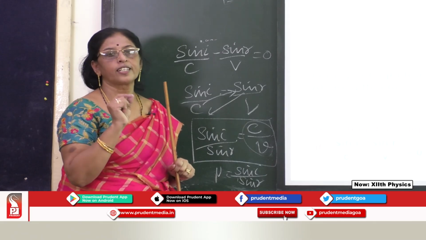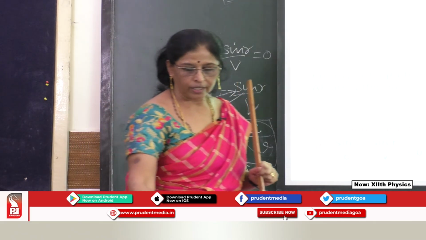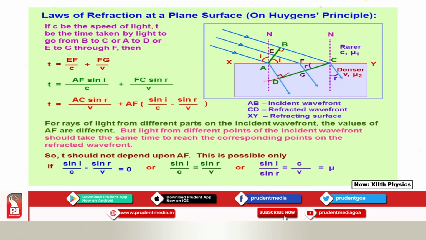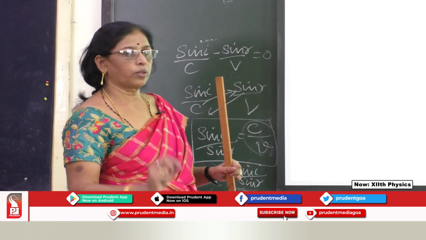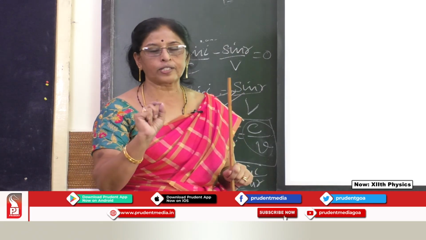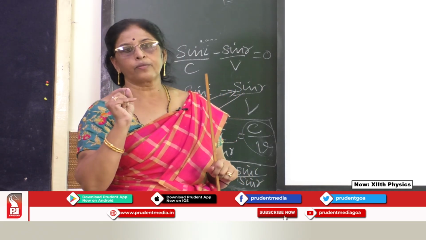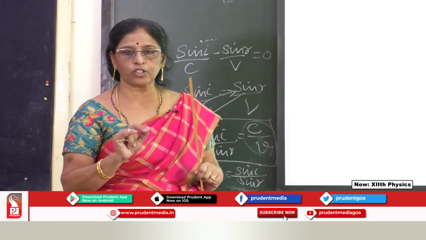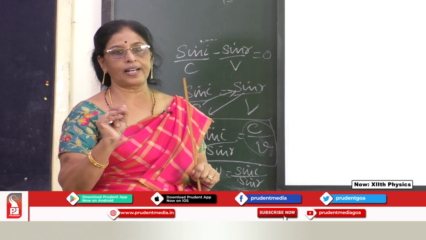That is said to be Snell's law. So this is what we have over here. Mu is equal to sine I upon sine R. So though they have the property of waves, we have proved the laws of reflection and laws of refraction.